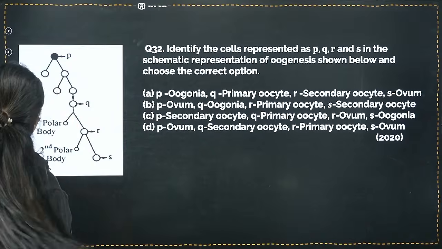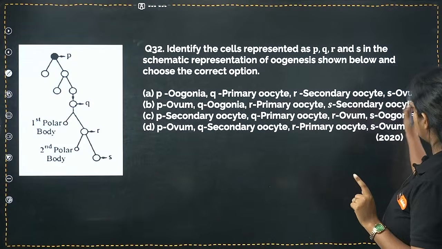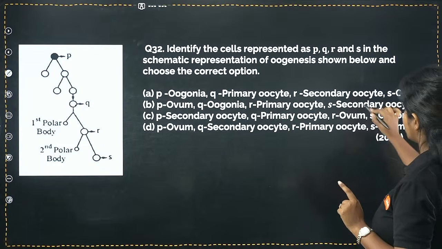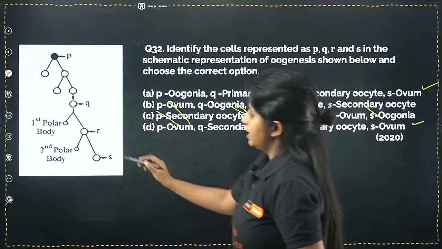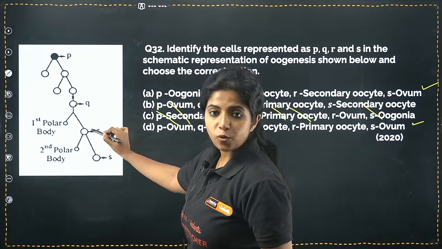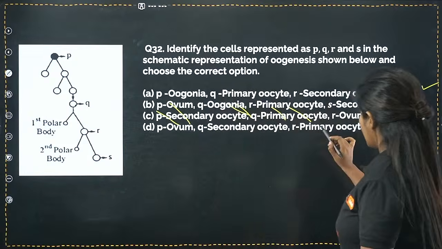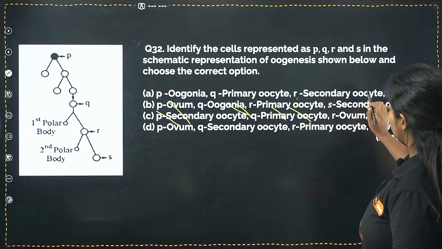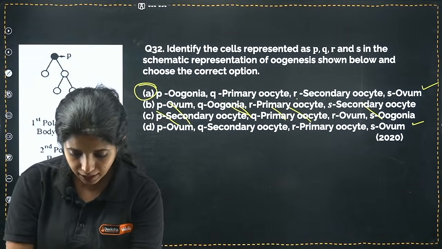So, in that particular case, what do you have? S is ovum. You just have two options like that. Either this option, or this option. These two options, let me cut it down. Okay, fine. Now, ovum is made from what? The secondary oocyte, right? So, R is going to be secondary oocyte. R is primary oocyte over here. R is secondary oocyte over here, so my answer is going to be A.